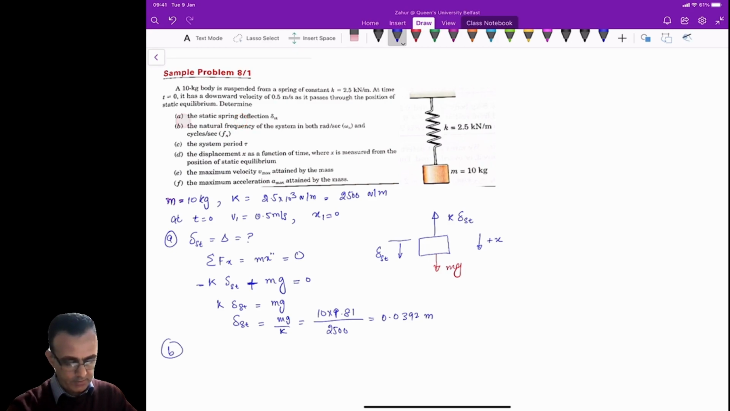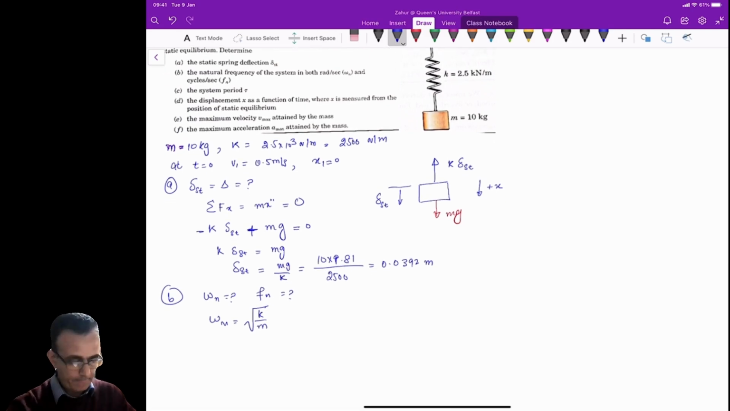In part B, we need to calculate the natural frequency of the system in both radian per second, which is omega n, and in cycle per second, which is fn. To calculate omega n, we know the equation: omega n is the square root of k divided by m, which is the square root of 2500 divided by 10. So this is equal to 15.81 radian per second.